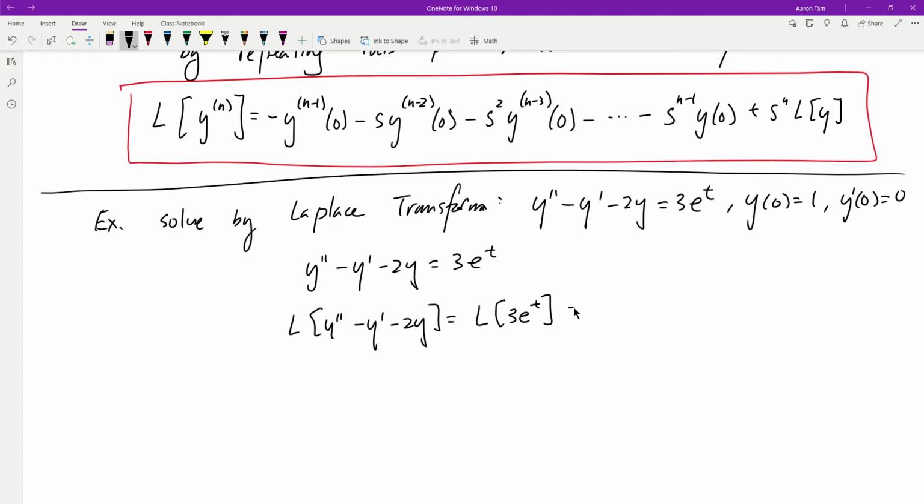So remember, the 3 is a constant, so you can pull that out. And so it's basically doing Laplace transform of e to the t. So what happened to this thing? Well, let's see.